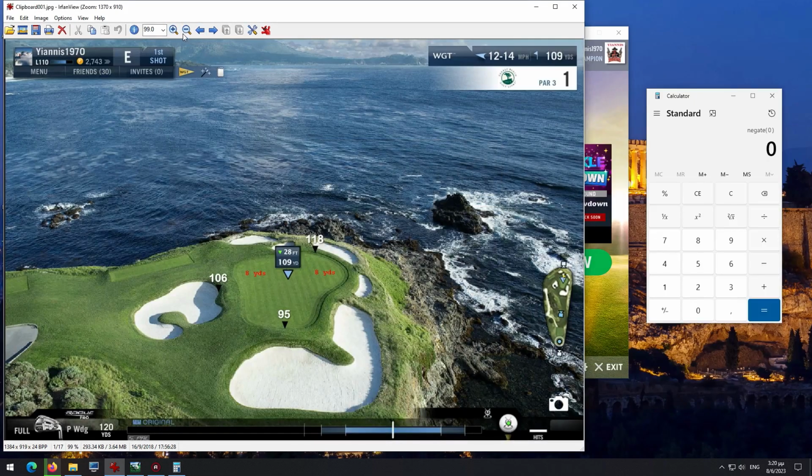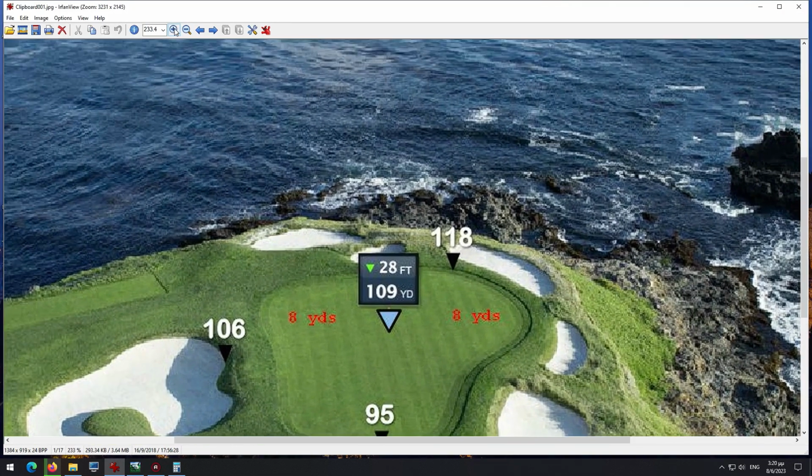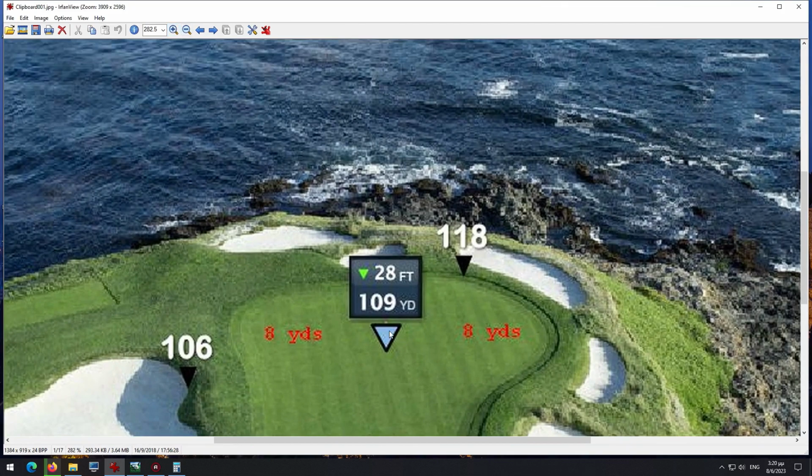I should have probably used a bigger font. However, it's 8 yards, no? 8 yards from the left side, exactly there at the end of the fringe and start of the rough. And from the other side it is about 8 yards as well. So the only thing we have to do right now is to close this picture and go to the game.